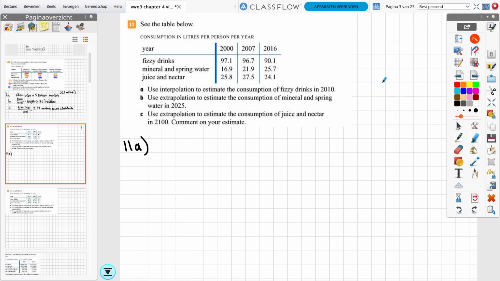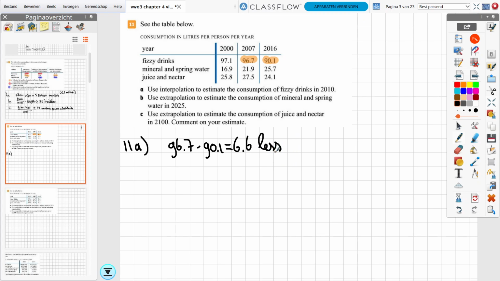Interpolation. Why interpolation? Because 2010 is between 2007 and 2016. If it's in between, it's called interpolation. Fizzy drinks. That means we have to take a look at these two data points, and you see that there is a certain gap between them. 96.7 minus 90.1 means there are 6.6 liters per person per year less. You can just say 6.6 less.